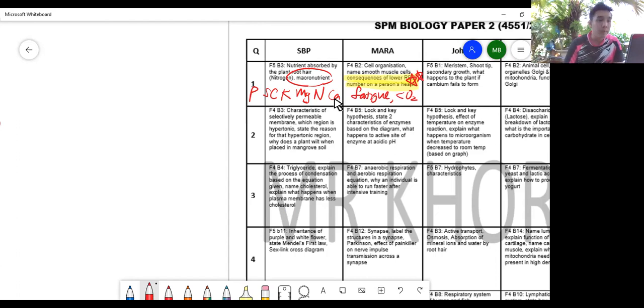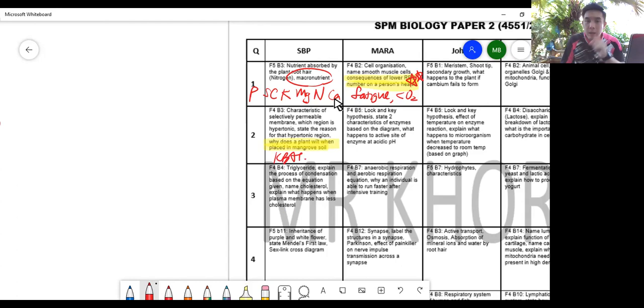Now next, use your highlighter. Highlight why does a plant wilt when placed in mangrove soil. Quite common as well. The outside soil is hypertonic. The root is hypotonic. So water moves from hypo to hyper. Water moves out. That's when the plant wilts.